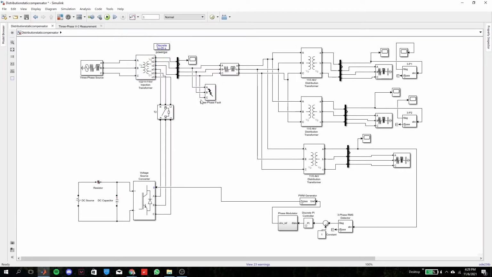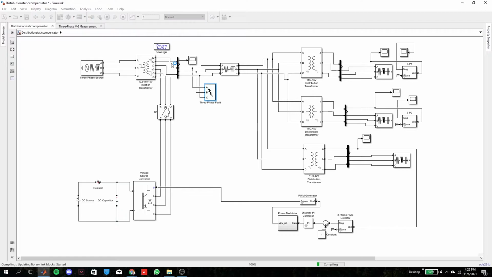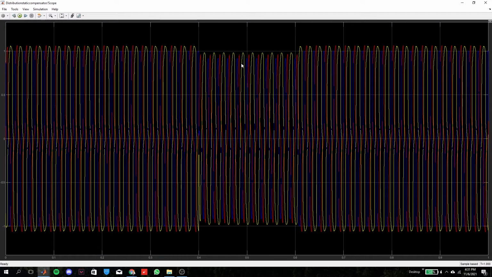Here, I run the simulation for the first case, which is a three-phase fault occurring in the system. From the scope at the customer side, it can be seen that the voltage profile is improved by D-STATCOM closer to the nominal voltage even when the fault occurs. The small amount of voltage sag is under 10%, which is still acceptable.